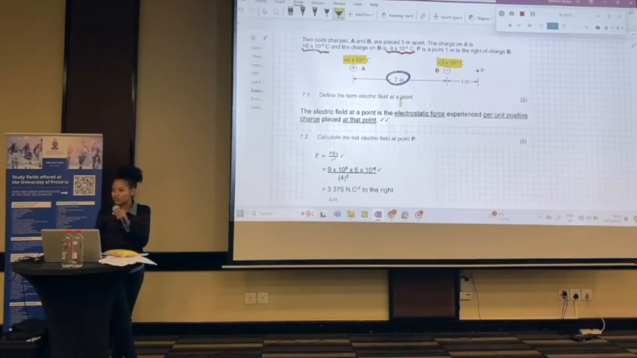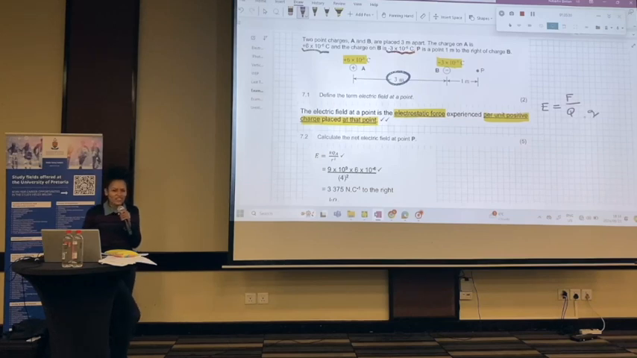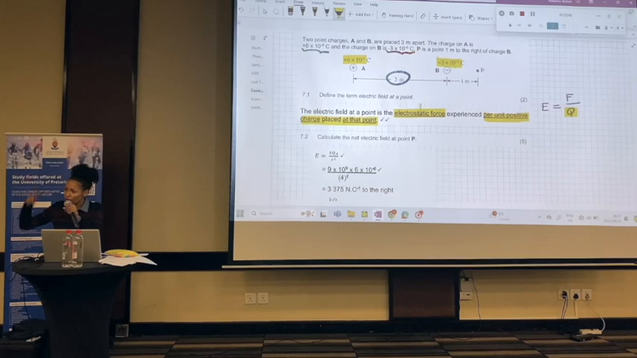They then say define the term electric field at a point. Most of you define an electric field and you don't get your marks. Electric field at a point is the electrostatic force per unit positive charge placed at that point. And we can see this in the formula. Electric field is force per unit charge. IB uses the small q, which I actually like, because then you know it's the test charge, the positive little test charge. But DBE uses a capital Q, and you need to know this is the test charge. So you attach your definition to a formula to help you to remember it.